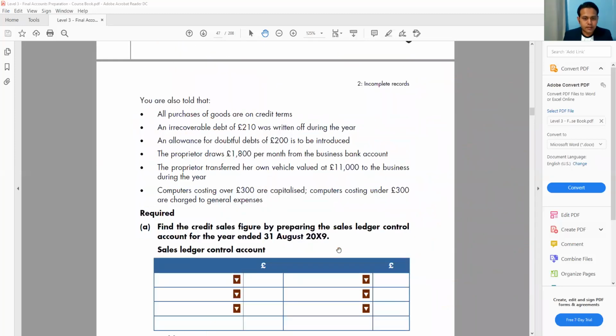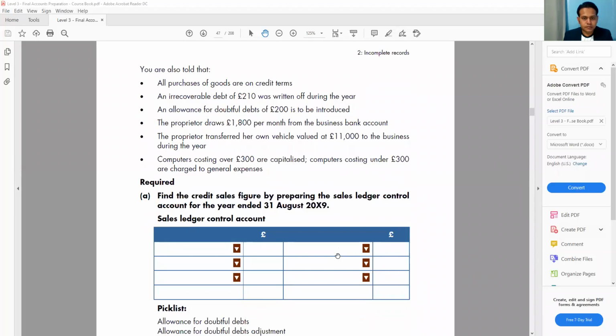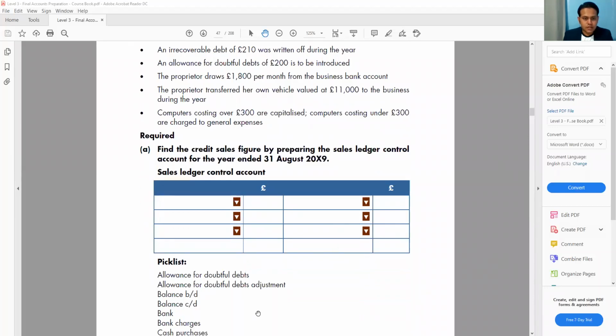Let's see what we have here. If you read the question, they said the proprietor transferred his own vehicle to the business during the year. The question didn't say you sold the vehicle and the money came to the bank. When you talk about the bank account, we only want to see how much you receive in the bank and how much is going out from the bank. This could confuse you: the transfer of the vehicle will be added to the capital, 11,000, but this 11,000 actually never came to the bank. So my bank balance never went up or down because of this capital.